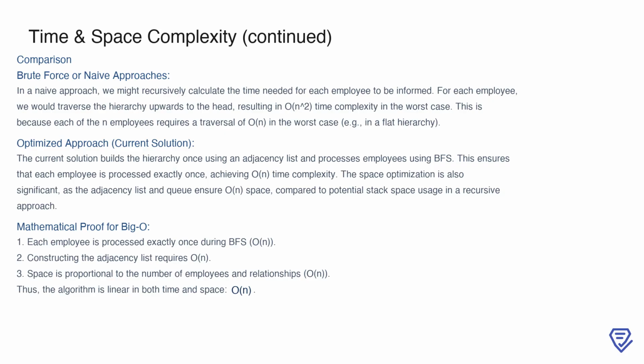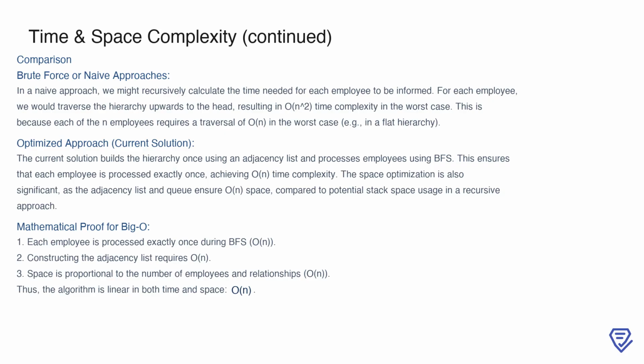By contrast, the optimized solution avoids this inefficiency. It builds the hierarchy once using an adjacency list and processes employees with BFS, ensuring that each employee is handled exactly once. This reduces the time complexity to O(n). Space usage is also more efficient, as the adjacency list and queue require O(n) space compared to the potentially large stack space needed for recursion in a naive approach.